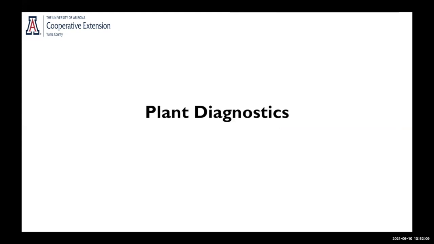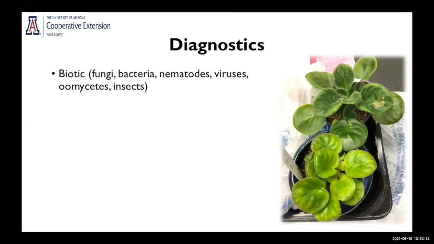Just to give a little bit about plant diagnostics, when you have a problem in plants and you have to diagnose the problem, you split them into two major parts. It could be biotic, which can be caused by fungi, bacteria, nematodes, viruses, oomycetes, insects, pests, and phytoplasmas. They are caused by some kind of biological organism. And there are some of the symptoms you see in plants that are caused by abiotic measures like nutritional issues, weather damage, and toxicity.